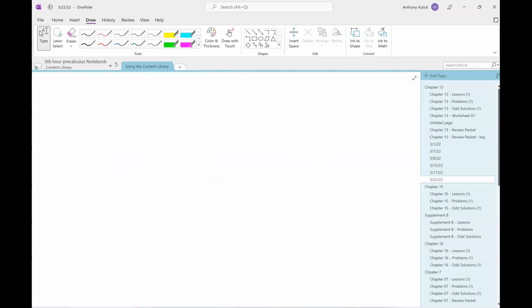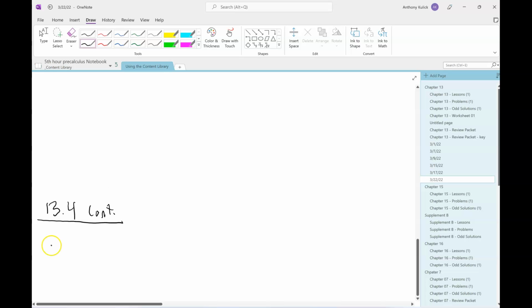So today, 13.4, the finish. So remember, what we've been working on here, this chapter has been finding the zeros for polynomials. And at this point, we are ready to do the most complicated versions of these problems.